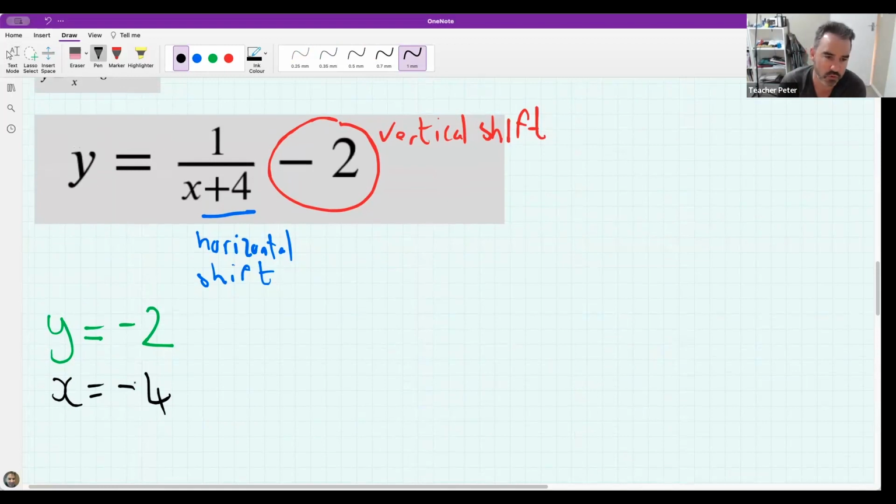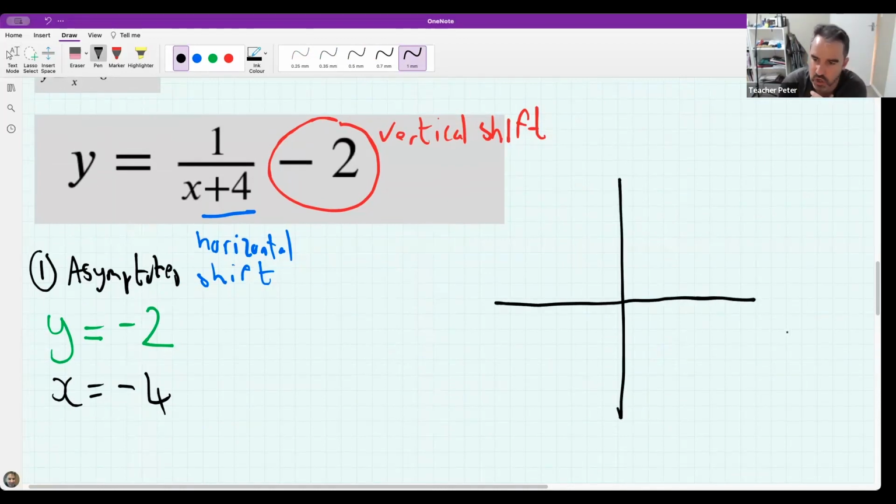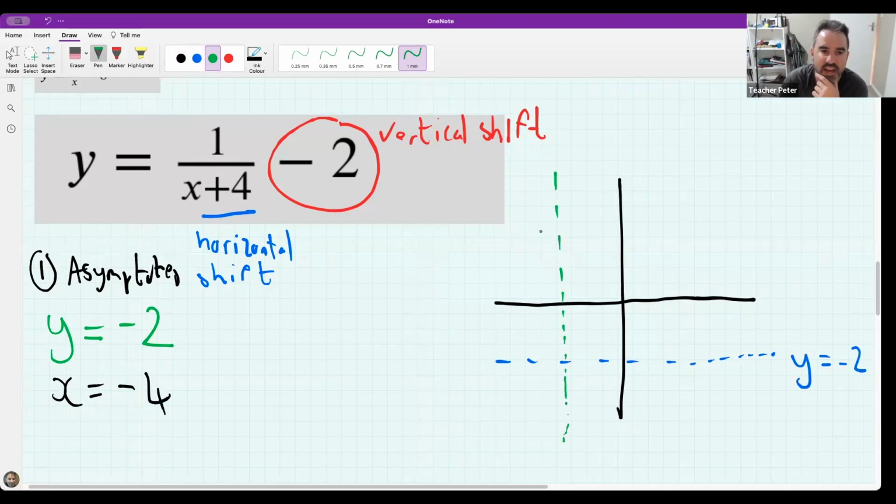Now when you are drawing your hyperbola, step 1 is you write down your asymptotes, because your asymptotes are your guiding lines about where you are allowed to go and where you are not allowed to go. This basic hyperbola has been shifted down. So I'm going to draw a horizontal asymptote at y equals minus 2, and a vertical asymptote at x equals minus 4.